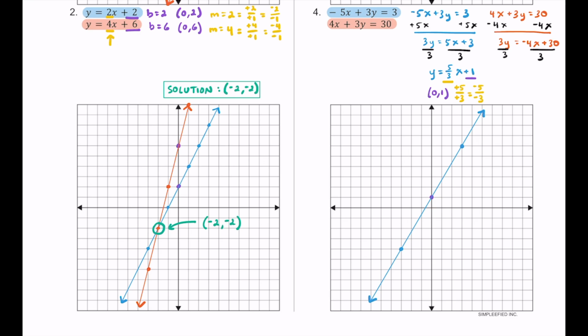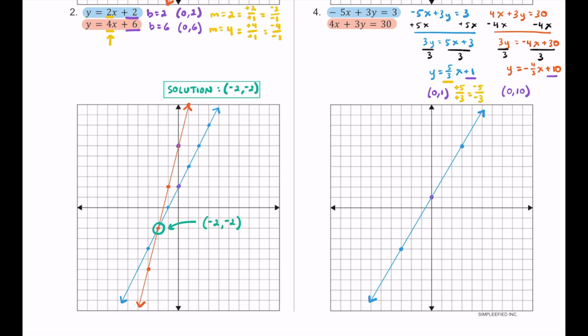3 divided by 3 is going to equal 1y, so we're just going to write y is equal to, then we have -4 over 3, so that's -4/3 for the slope, or m, and then plus 30 divided by 3 is equal to 10. So this would be our linear equation in slope-intercept form. This +10 lets us know that our y-intercept is going to be 0, +10.